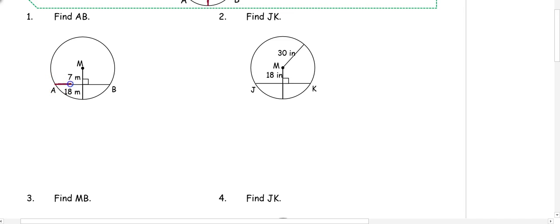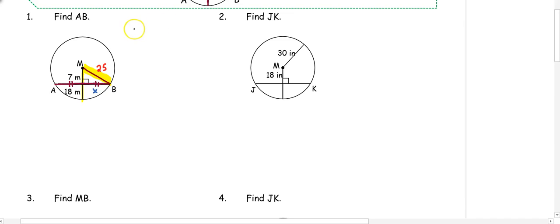Well, AB is this whole line. So AB is the chord, which means that it's bisected into two congruent parts. We need to find the missing side. So we're going to draw in a radius from M to B to create a triangle. Now, we already know the length of MB because this line with M right here is also a radius. So both of these are radii, so they're going to have the same length. So I can add 7 plus 18, and I get that the length is 25.